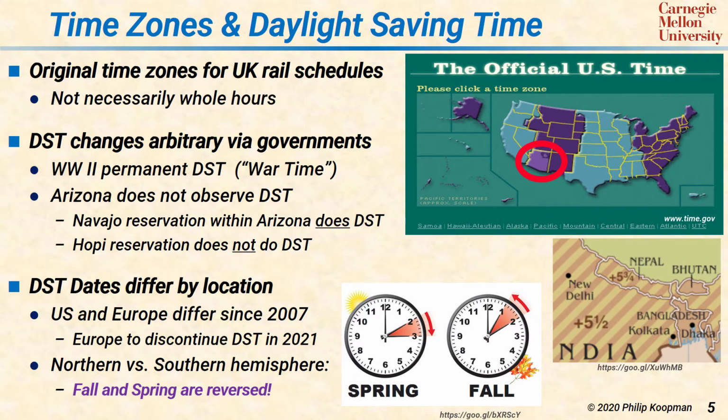Another quirk with daylight savings time is that the dates differ by location. In 2007, the US and Europe changed the dates they switched to daylight savings time. So there's a couple weeks in there where one of them is on daylight savings time and one isn't, and all the time differences between the countries change. Also, don't forget that spring ahead and fall back has to do with the local season, and the seasons in the southern hemisphere are inverted to the seasons in the northern hemisphere.